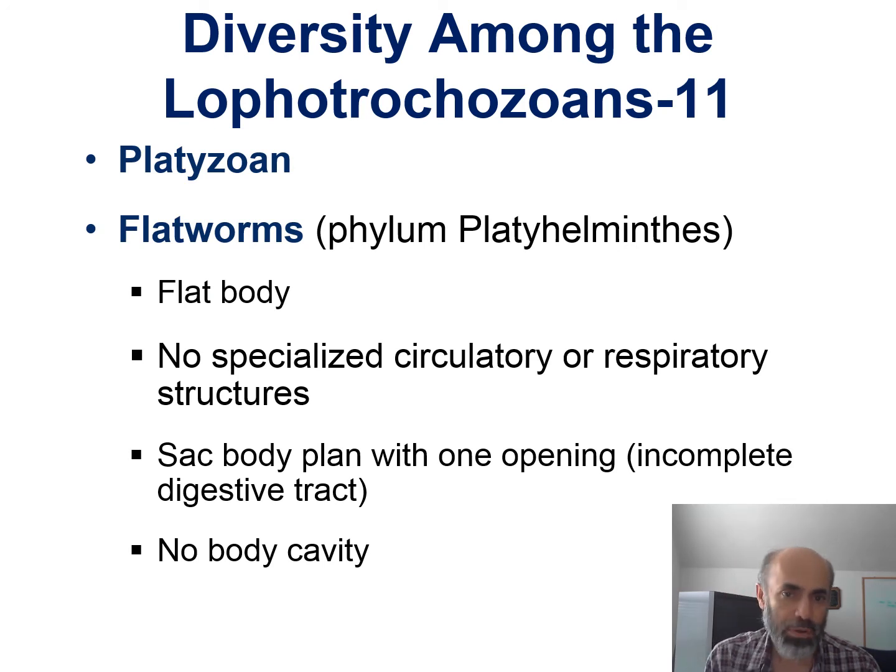Okay, the next group contains those platyzoans that are flatworms, like a planarian that belongs to Phylum Platyhelminthes. They have a flat body, that's why they're called flatworms. They do not have any special circulatory or respiratory structures. Their body contains no cavity, so these are the ones that are called acoelomate, or acoelom body, that don't have any cavity inside.